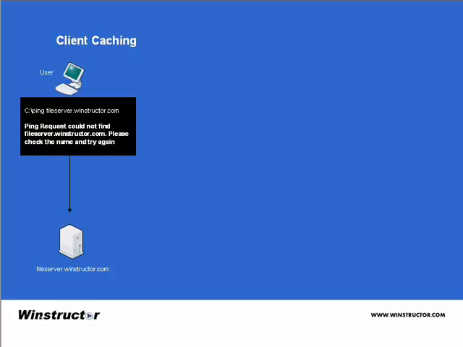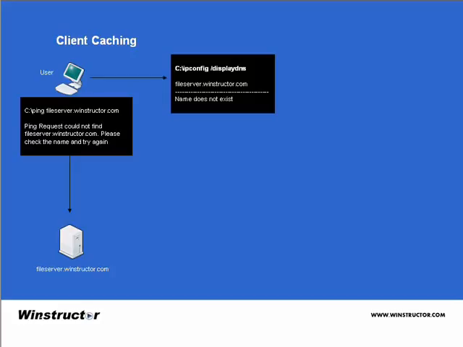So why does this happen? Well, this is the result of negative caching. When your client caches addresses, it caches both successes and failures. When we tried to ping fileserver.winstructor.com, it failed, and our client cached the failure locally. Now when the problem is rectified and we again attempt to ping the server, your client checks its cache and it finds an entry there. This entry says the hostname doesn't exist and the ping fails without actually having been attempted.